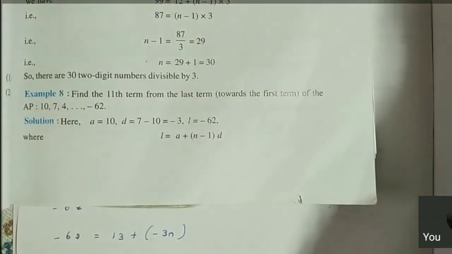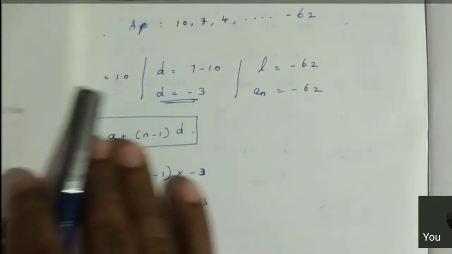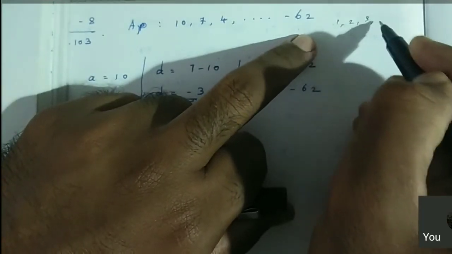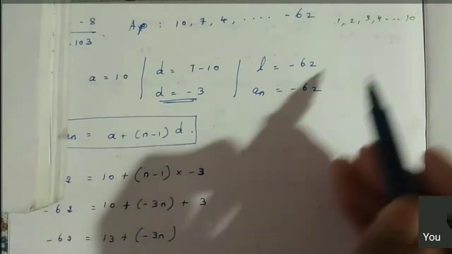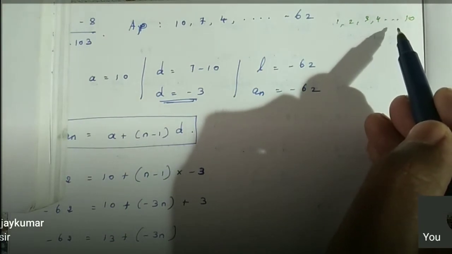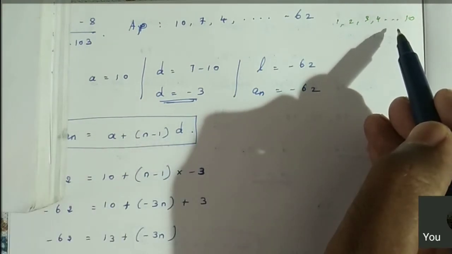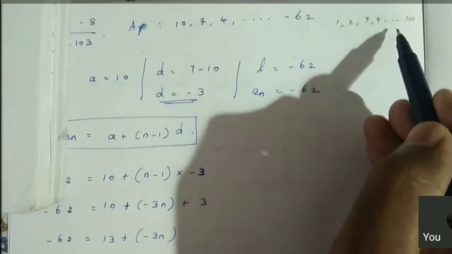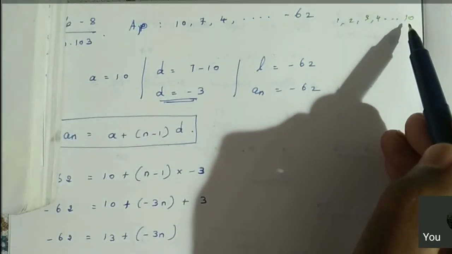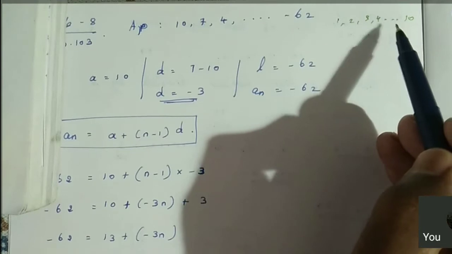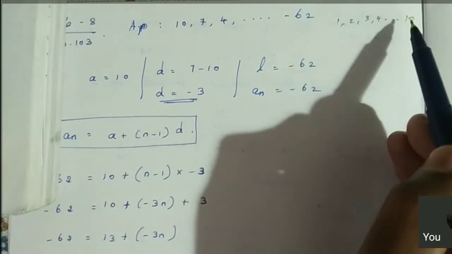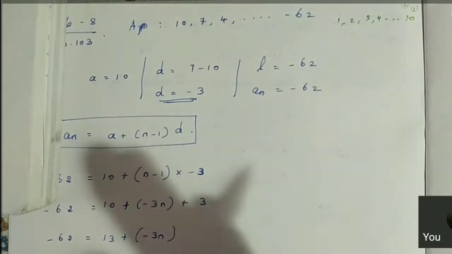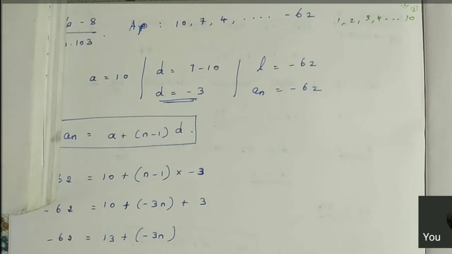Are you all clear? For example, I just consider 1, 2, 3, 4, etc., 10. Now, what is the second term from the last term? Here the last term is 10, so the term before the last is 9. That is the second term. We should count the terms from the backside onwards.